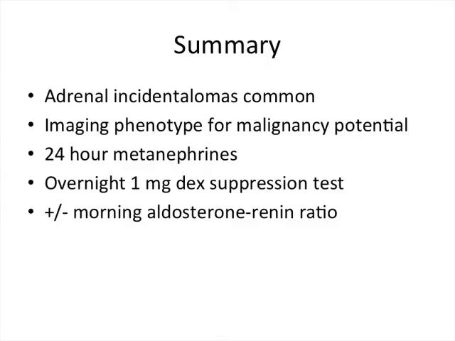So in this case, we know adrenal incidentalomas are common. The phenotype is extremely helpful to me, certainly when I get referred somebody, for the malignancy potential. It's really very simple testing: 24-hour metanephrines for the catecholamine status, and an overnight 1 mg dex suppression test for the cortisol status. Not everyone needs a morning aldosterone renin ratio. It's really for the hypertensive patients. So in a low-risk lesion with no hypertension, that's the one biochemical test that's usually left out. Okay, thank you very much.